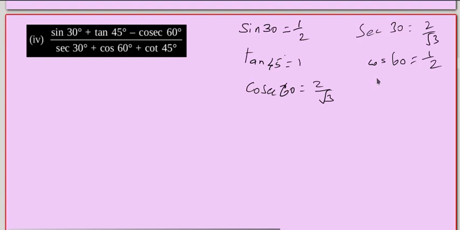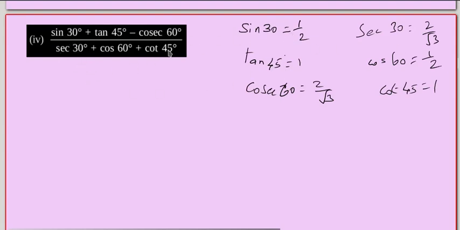Sin 45 and cos 45 are 1 by root 2. Cosecant 45 and secant 45 are both root 2 only. Both have the same values. Both of the pairs, sin cos, cosecant secant, tan cot, have the same values for 45 degrees, the middle value. Okay, so cot 45 is also 1 only, tan 45 is also 1, cot 45 is also 1. Okay, now let me substitute all these values in this given problem.